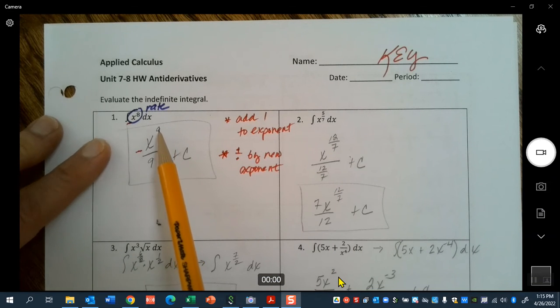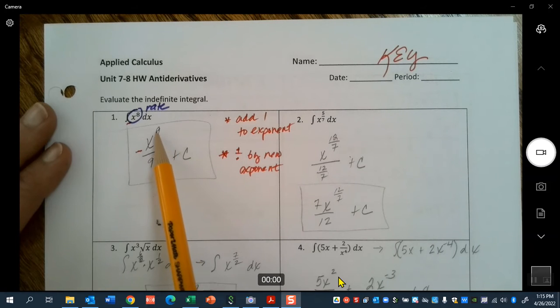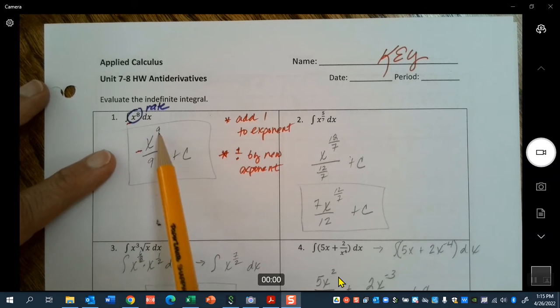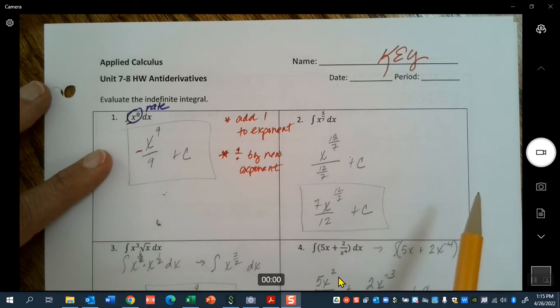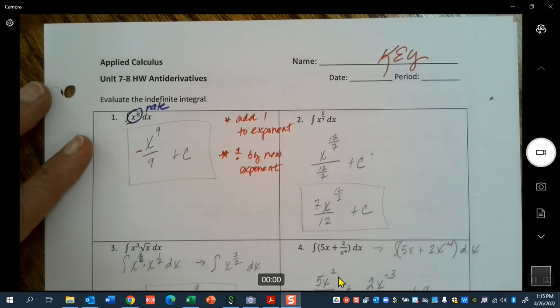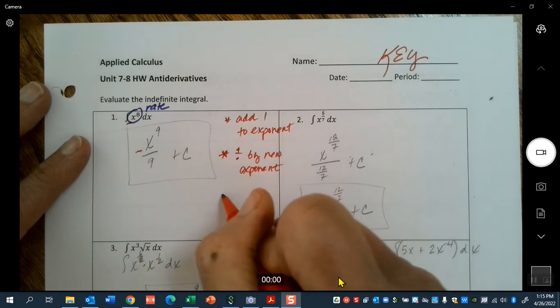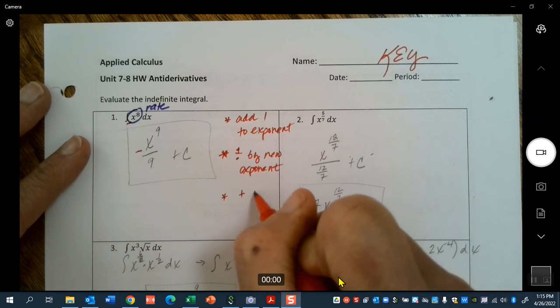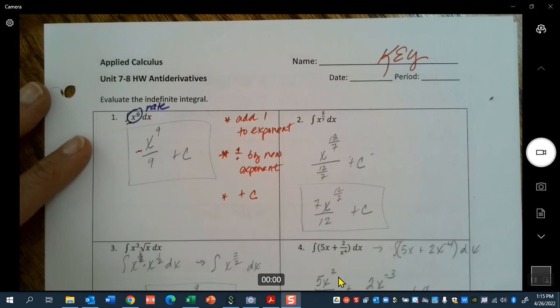Because what ends up happening is when you think about taking the derivative, multiply by 9, and that becomes an 8, and then that 9 cancels out. So make sure you have that right. Oh geez, I wonder how many more I messed up. And then don't forget you're adding your C to address your constant.